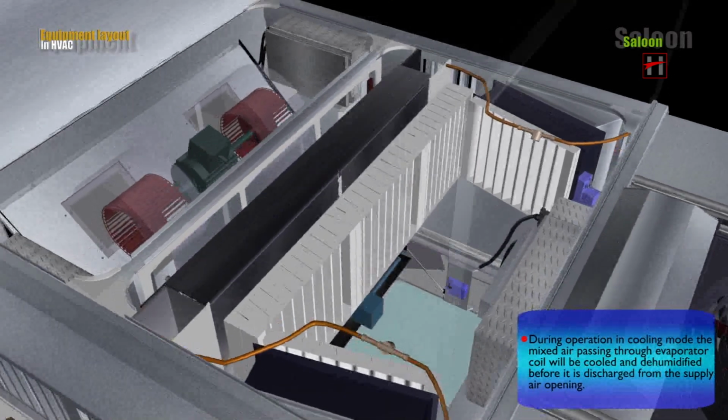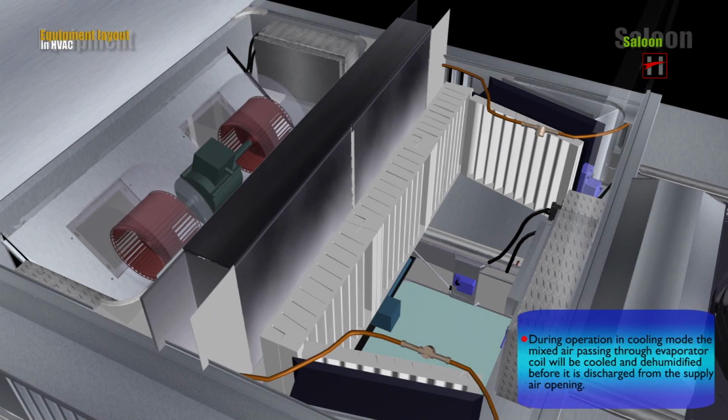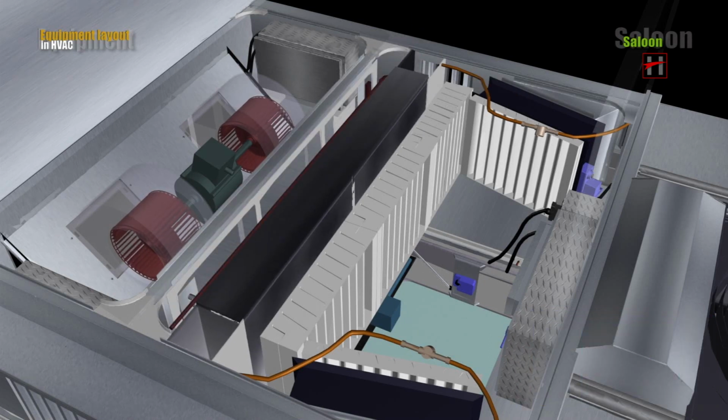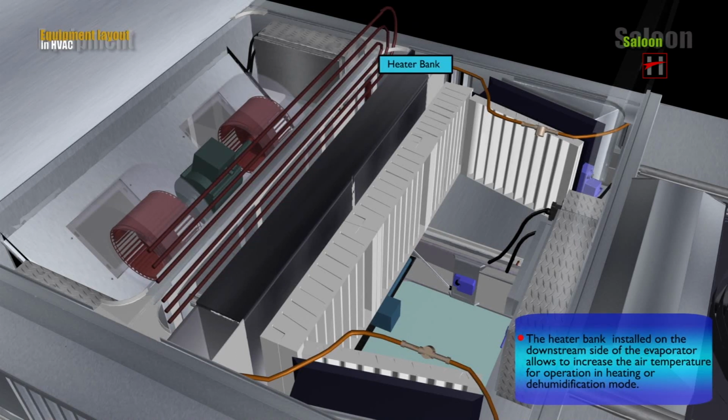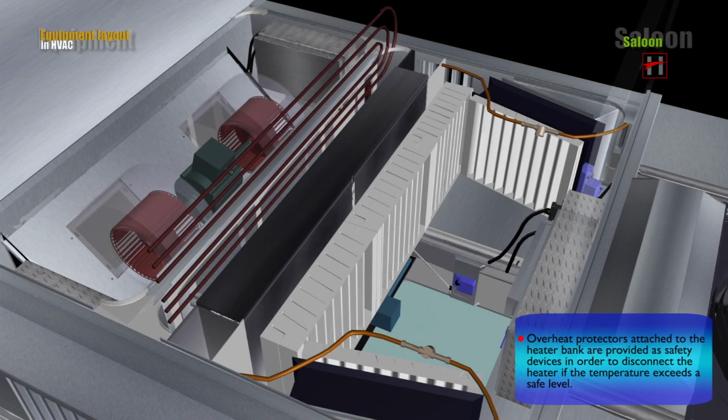During operation in the cooling mode, the mixed air passing through the evaporator coil will be cooled and dehumidified before it is discharged from the supply air opening. The heater bank installed on the downstream side of the evaporator allows the air temperature to be increased for operation in heating or dehumidification mode. Overheat protectors attached to the heater bank are provided as safety devices in order to disconnect the heaters if the temperature exceeds a safe level.